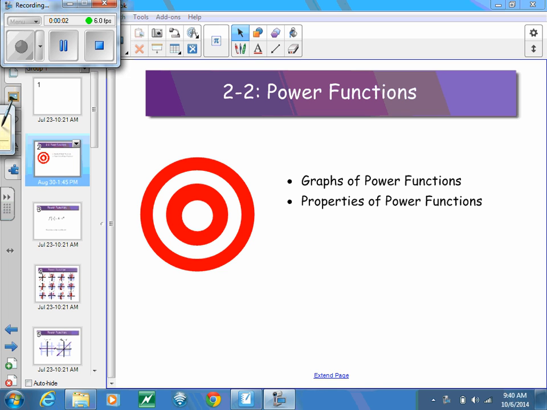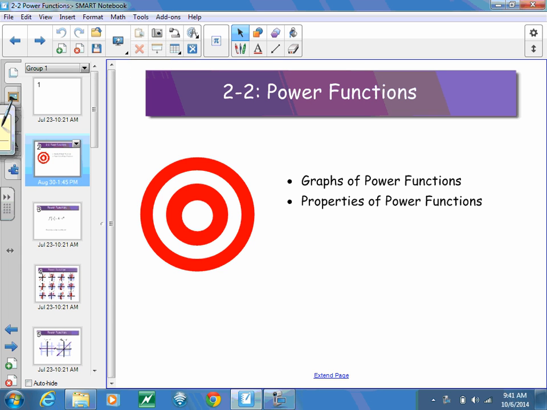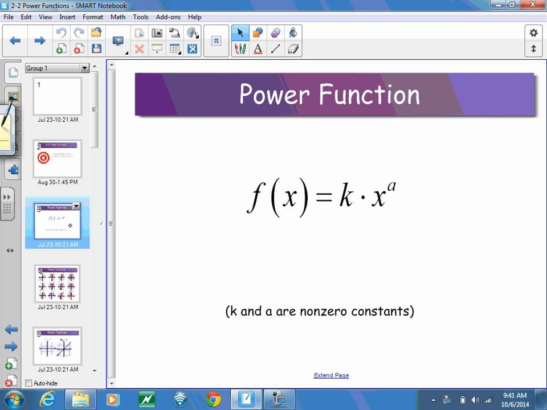All right, next we're going to be looking at power functions, and we're going to be looking at the different graphs that go along with power functions and a couple of properties that also go along with them, and how we're going to be using these power functions in the next couple chapters. So to start out, what is a power function?